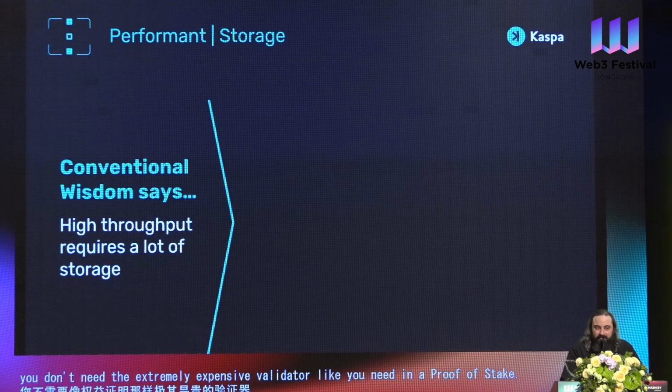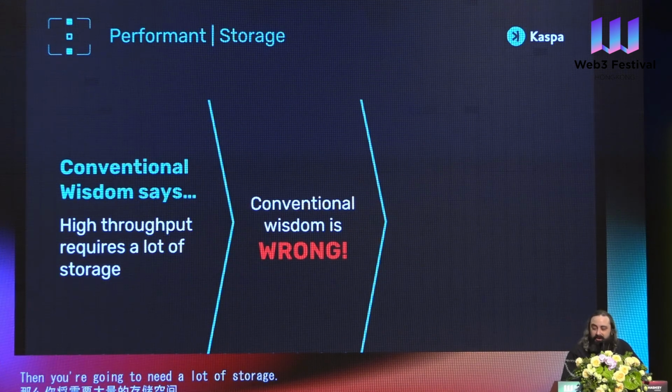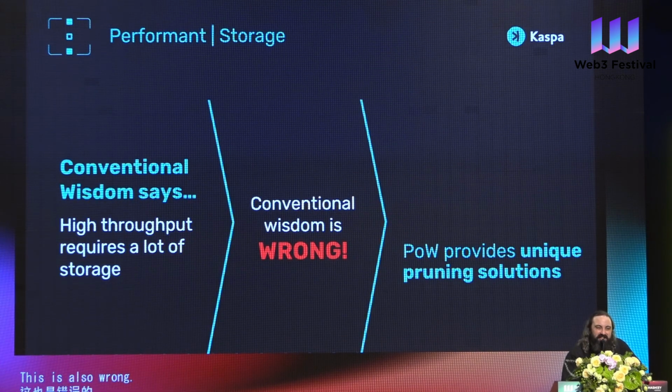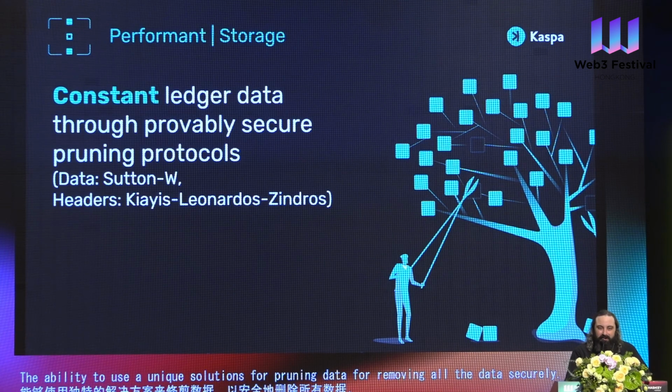The next wrong conventional wisdom is that if you have high throughput, then you're going to need a lot of storage. This is also wrong. Because we use proof of work and not proof of stake, this gives us the ability to use unique solutions for pruning data, for removing old data securely. And we use a protocol invented by Michael Sutton and myself for pruning data securely, and the mining with logarithmic space adapted to DAGs to prune the header securely.